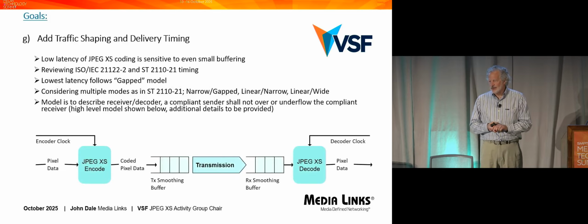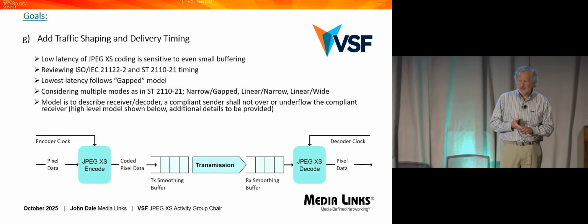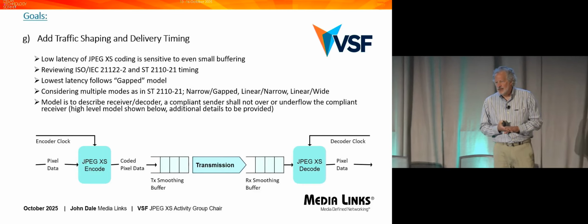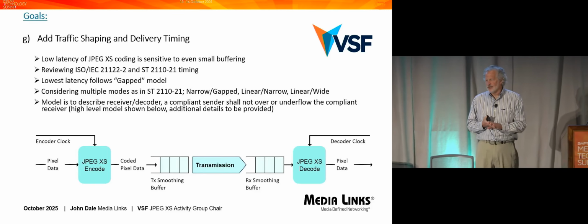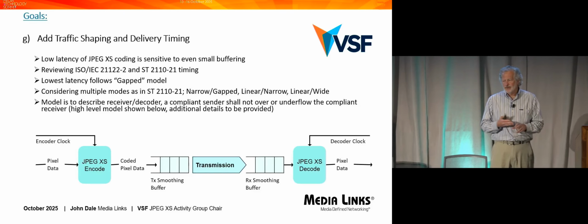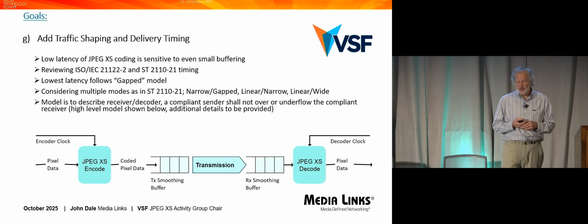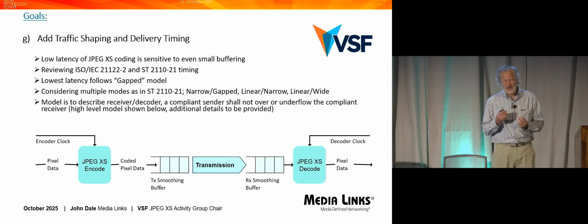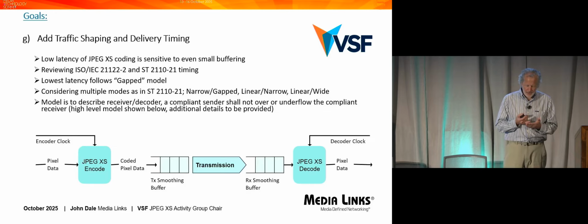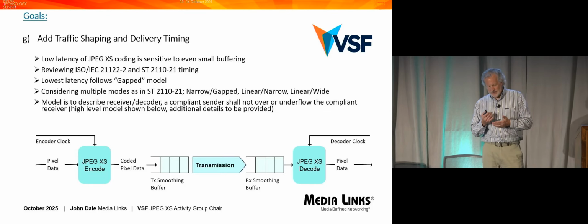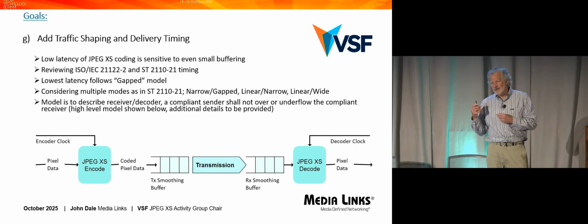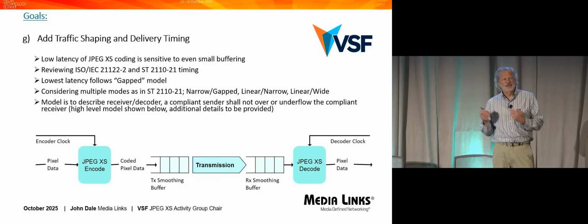This is a new section for TR-07. This is the traffic shaping and delivery timing model. What we wanted to do with this is to describe a model that shows how a typical decoder would operate, so that a compliant encoder would send its packets, encapsulating the elementary stream into TS packets into IP, so that the model decoder could decode those.